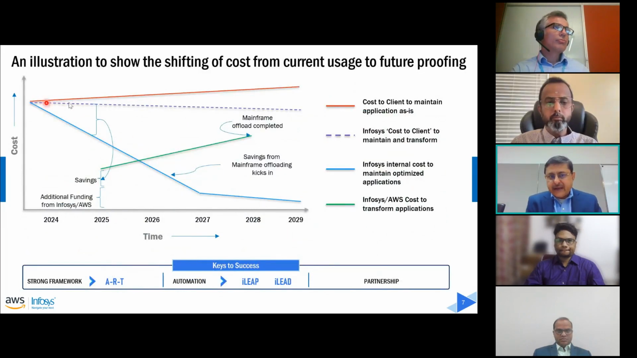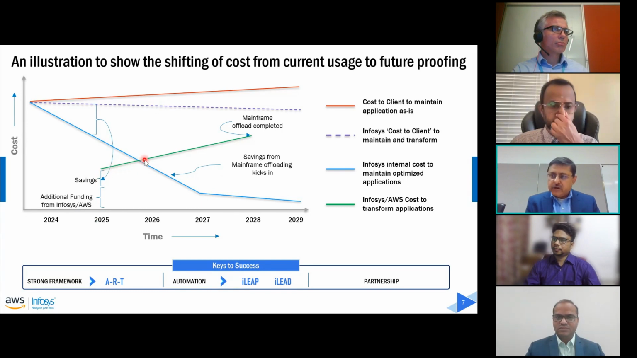So if you see, this red line is the current cost of application support and maintenance in case the client does nothing. Now, if Infosys takes over, this is the blue line. So we do our optimization, all the techniques I mentioned in the previous slide, and we get some savings out of doing this transformation. These savings, as well as some of the funding that we get from AWS, we can use to start the transformation journey, which is this green line. So the green line transformation journey starts.